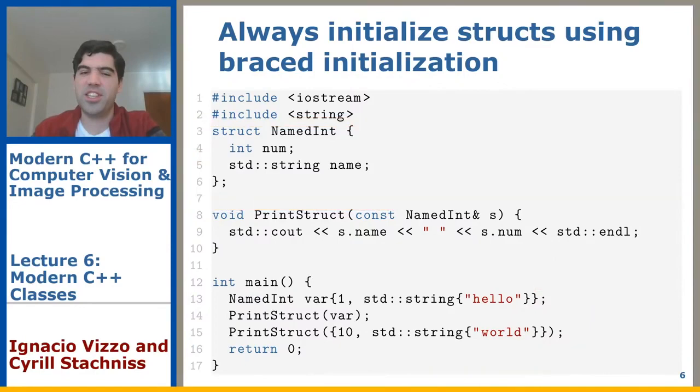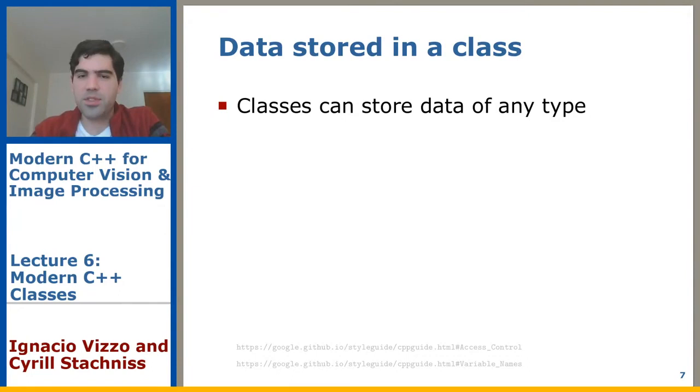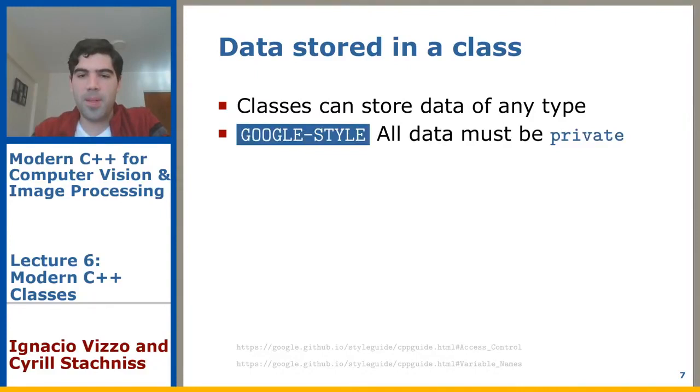What about the data? The data of the classes can store any type. So you can have vectors, integers, members of other classes. So an image can have, I don't know, a filter type inside. Ideally, all this data must be private. This is a matter of style. There is something in object-oriented programming called data encapsulation, and that's why you should always mark this as private. This is how you will use it.